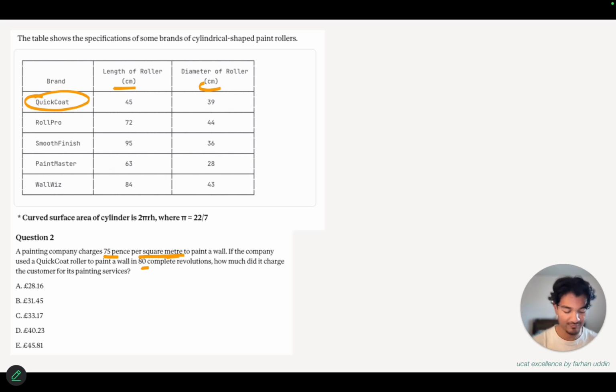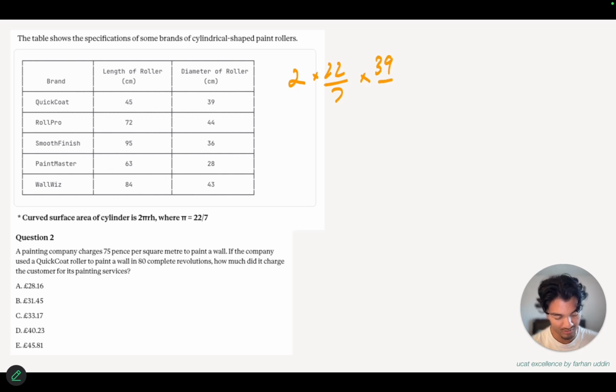So what we need to find is the curved surface area of the cylinder for 1 revolution. We multiply that by 80, and then that gives us the centimeters squared. Then we convert that into meters squared. And then we're going to multiply it by 0.75 because it's 75 pence per square meter. And then that will give us the number that we're looking for. So let's do exactly that. We're going to pop this into the formula: 2 times pi times the radius, 39 on 2, times the length, which is 45. And this will give us our centimeters squared value. Then we divide that by 100 twice to get our meters squared value.